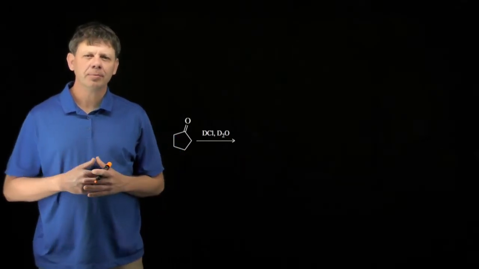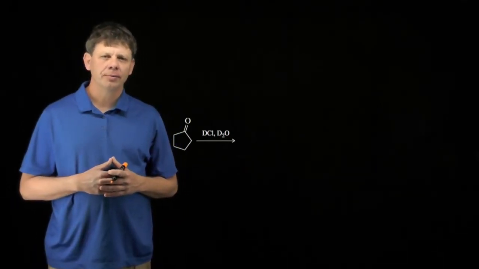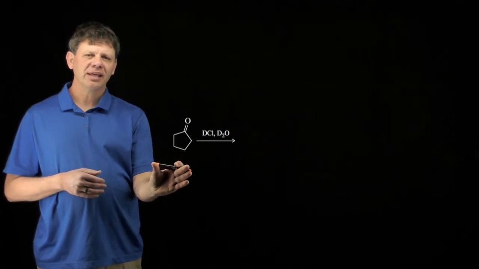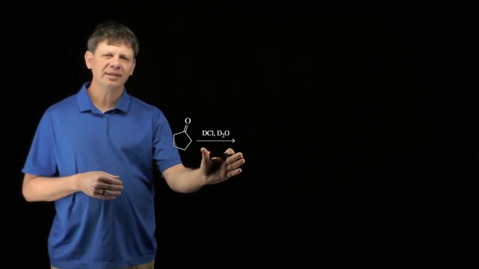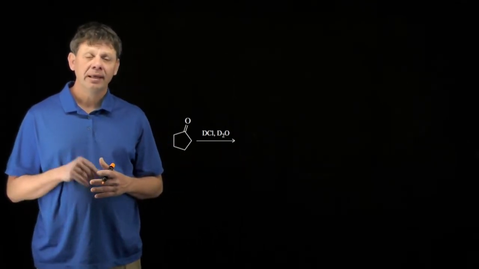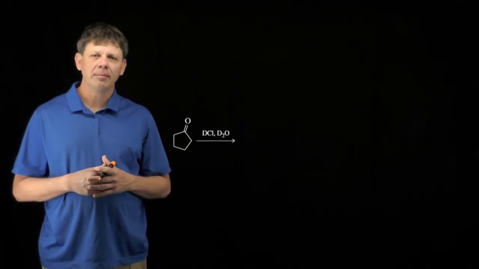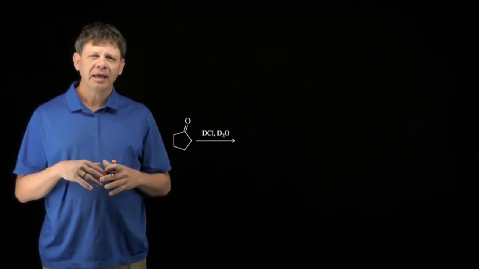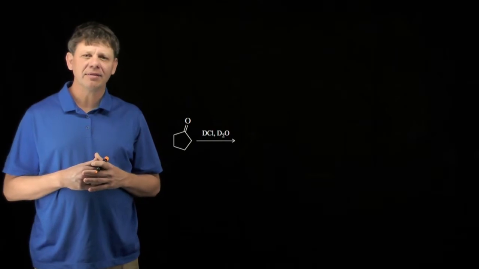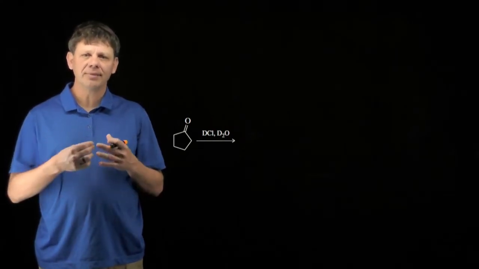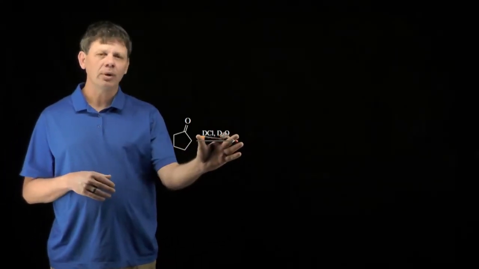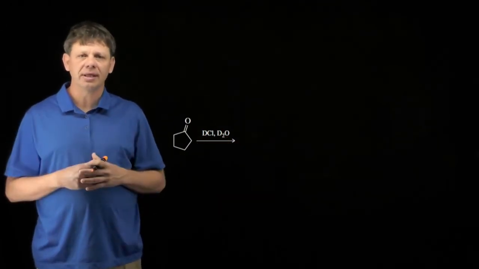In this assessment, we're asked to predict the product of the reaction shown. The reaction shows a ketone reacting with DCl and D2O. The D represents deuterium, an isotope of hydrogen. And so as we think about the reactivity of this, we can pretend that D is H, in which case we can think of this as if it were HCl and H2O. We're just using the isotope.